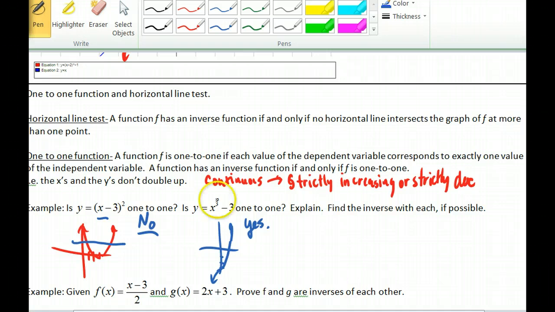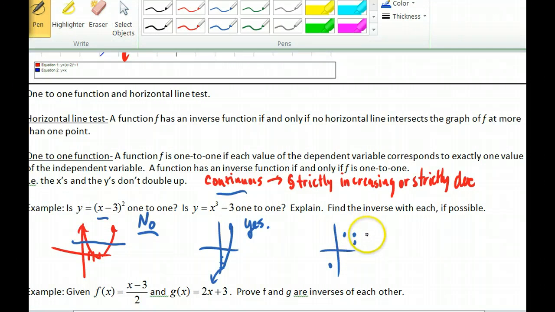Now, when I say continuous, what you'll get is situations like this. If I get a bunch of points, is this 1-to-1? Yes, this would be 1-to-1. But if I put a point right here, well, that's not a function.